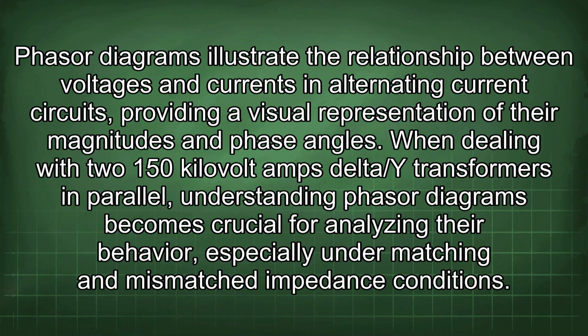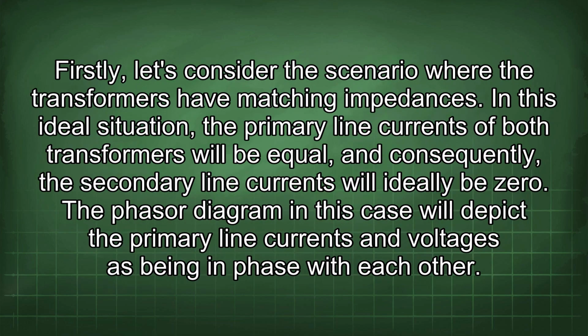Phasor diagrams illustrate the relationship between voltages and currents in alternating current circuits, providing a visual representation of their magnitudes and phase angles. When dealing with two 150 kVA delta/Y transformers in parallel, understanding phasor diagrams becomes crucial for analyzing their behavior, especially under matching and mismatched impedance conditions. Firstly, let's consider the scenario where the transformers have matching impedances.